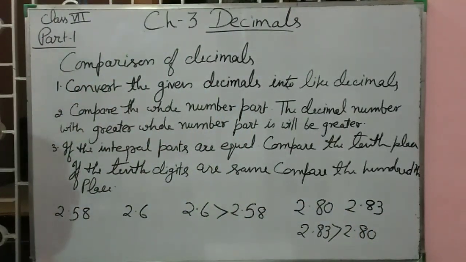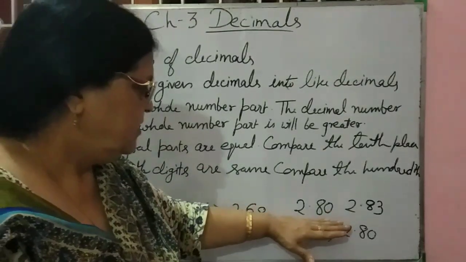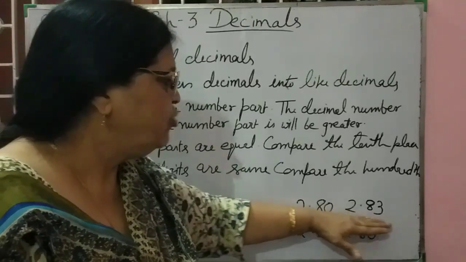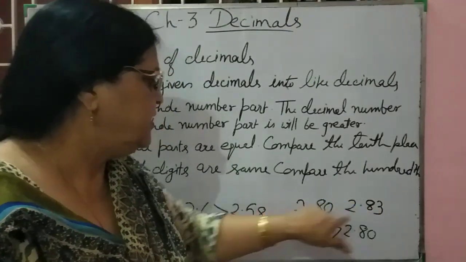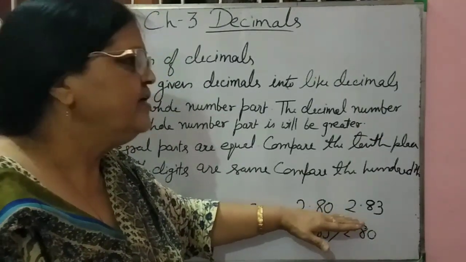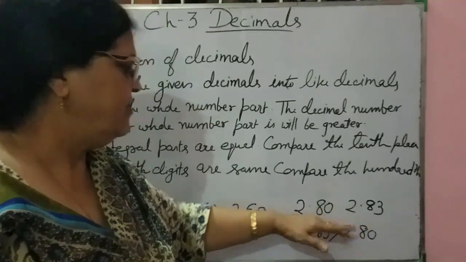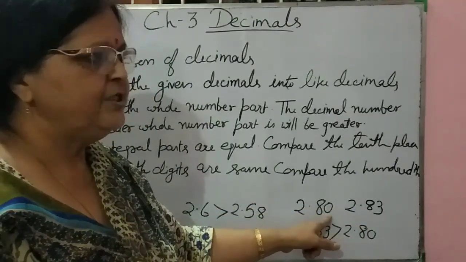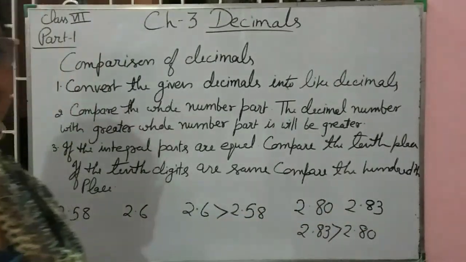I'll tell you how to convert. Unlike decimals, just like this, 2.8 and 2.83 are unlike decimals because here are 2 digits and here is 1. You have to convert in like decimals. How to convert? Put 0 after 8. I am telling you this one.